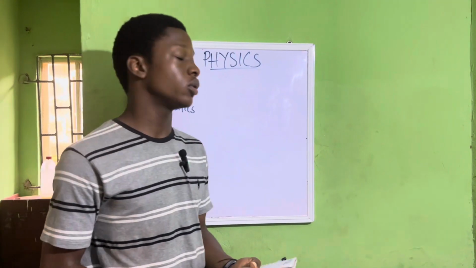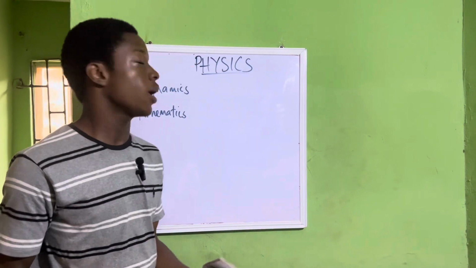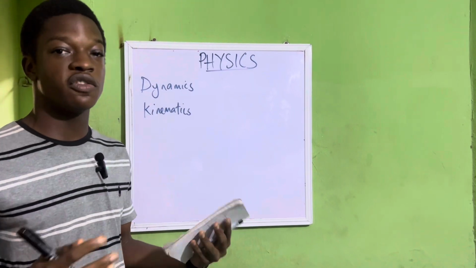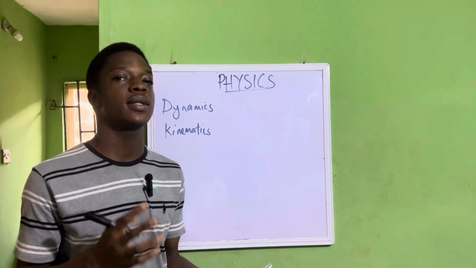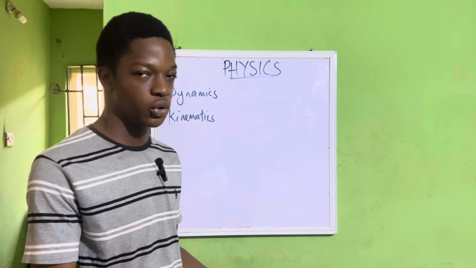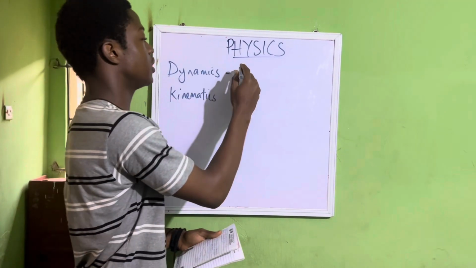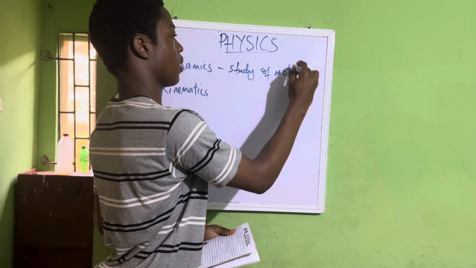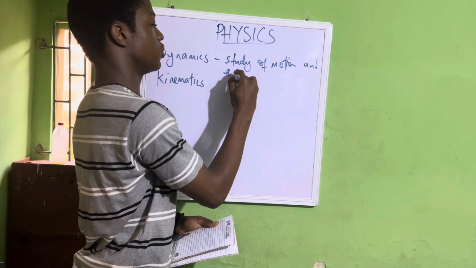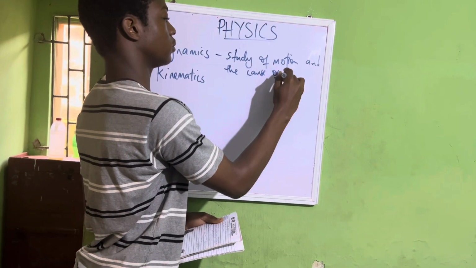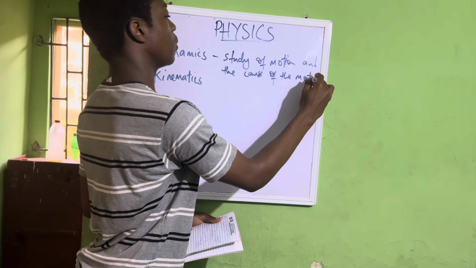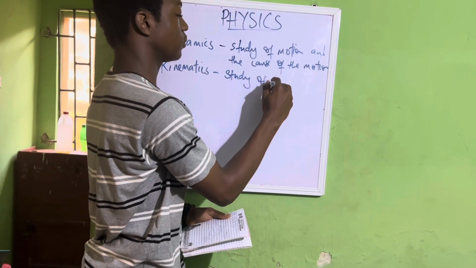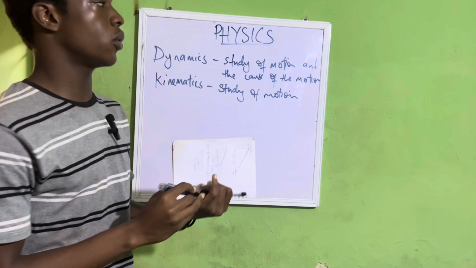Before we move to types of motion, we have basically two studies under motion. That is dynamics and kinematics. Dynamics is the study of motion considering the force that is being applied, or the cause of the motion. Dynamics is the study of motion and the cause of the motion. Meanwhile, kinematics is the study of motion only, without considering the force or cause of the motion.